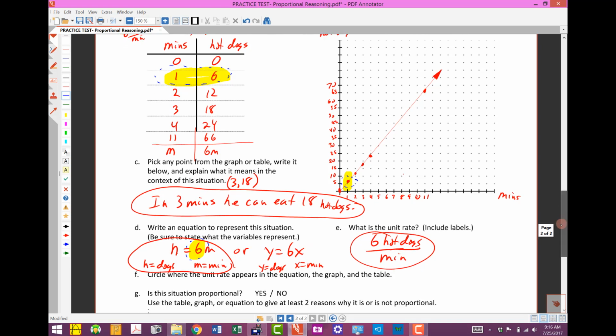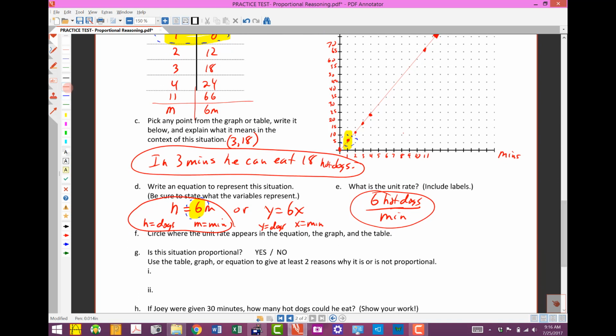Question: is this situation proportional? The answer to that is absolutely yes. And then it says use the table, the graph, or the equation to give at least 2 reasons why it is or is not proportional. Okay, so the graph's probably the easiest. So let's say it goes through 0, 0, and is a straight line. That's pretty easy to tell.